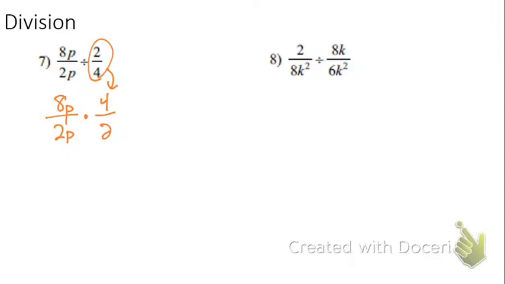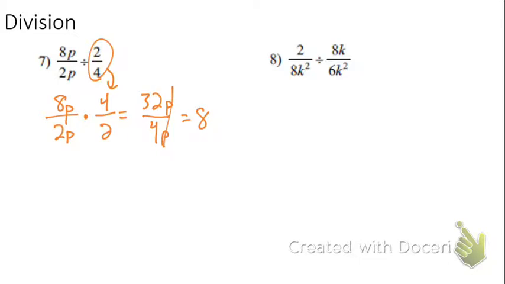All right. So now I'm going to go ahead and do this old school. So 8p times 4 is 32p. 2p times 2 is 4p. And I can get rid of the p's. 32 divided by 4 is 8, which we could have realized back here if we wanted to. We could have just gone ahead and started simplifying.